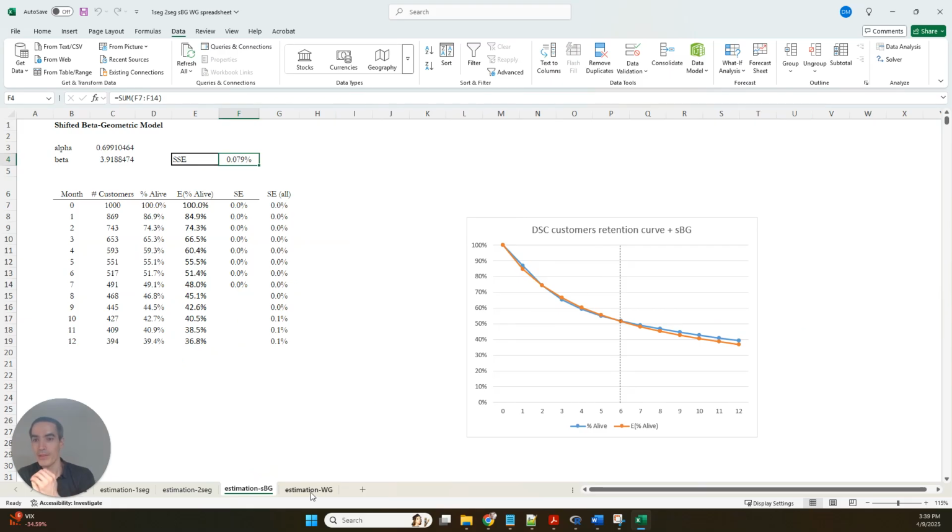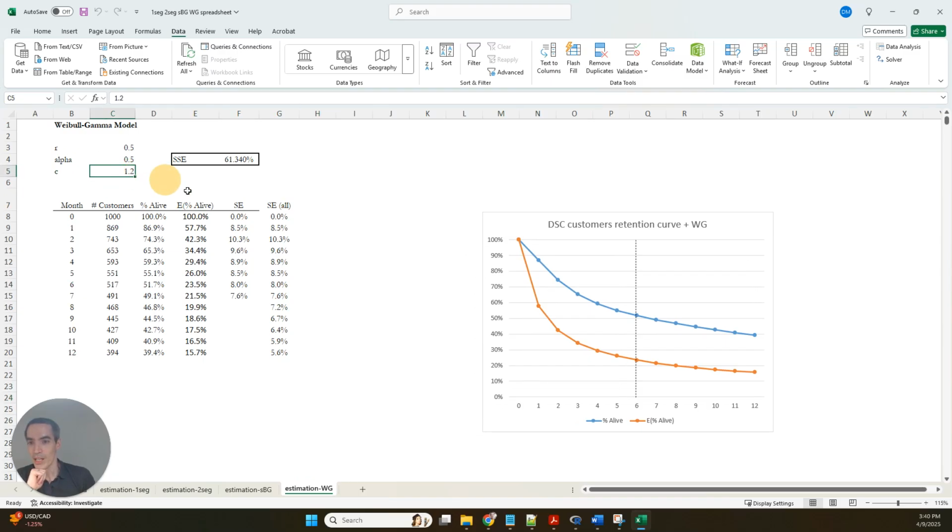So what is the Weibull-Gamma? It basically makes a very similar assumption to the shifted beta geometric, that the coin that everyone is born with is coming from a continuous distribution. But once they have that coin, it can get a little headsier or a little tailsier over time. And the way that we capture time dynamics is through this parameter c.